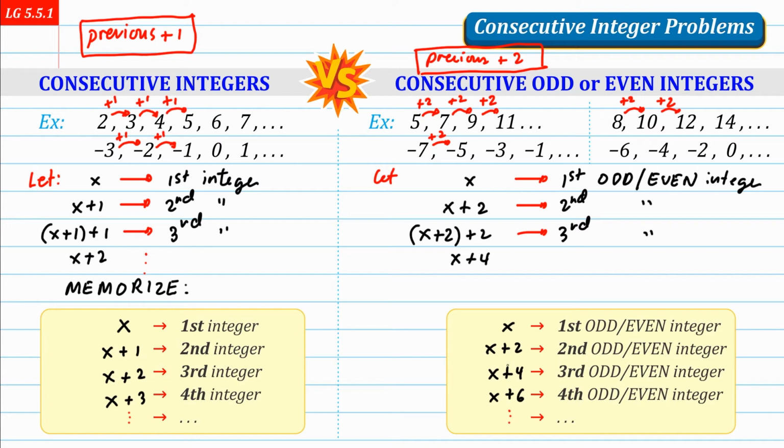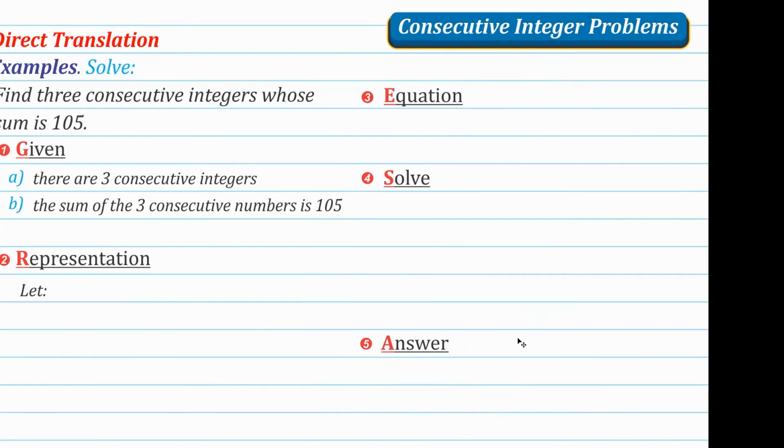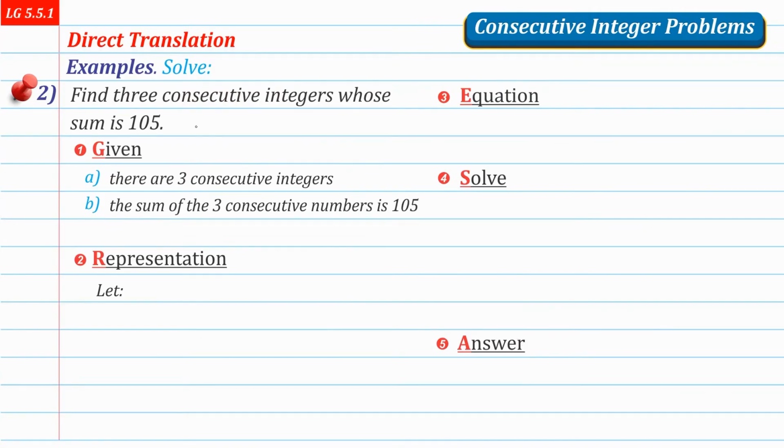Again, memorize. Kapag consecutive integers lang, you add 1 to the previous. Kapag consecutive odd or even, you add 2 to the previous. Okay? We're ready for these items. Find 3 consecutive integers whose sum is 105.